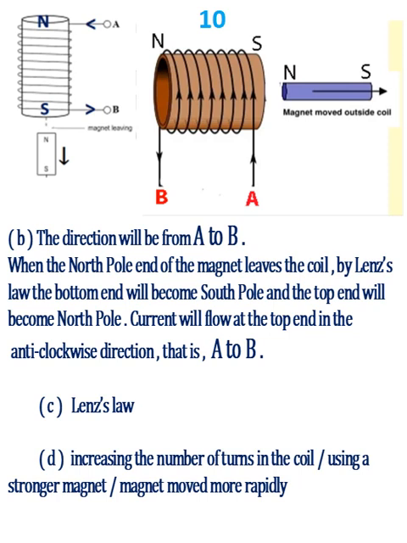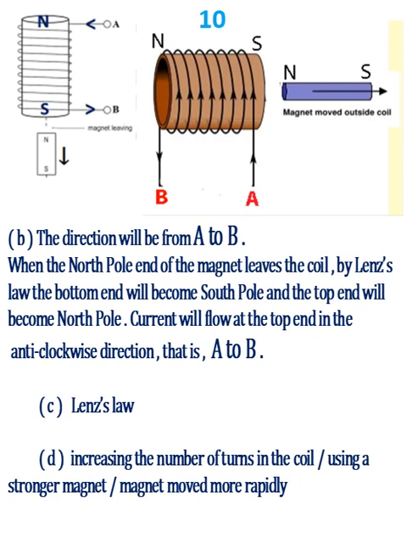Part B. Answer. The direction will be from A to B. See the two diagrams given on the top. When the north pole end of the magnet leaves the coil by Lenz's law, the bottom end will become south pole and the top end will become north pole. Current will flow at the top end in the anti-clockwise direction, that is A to B.